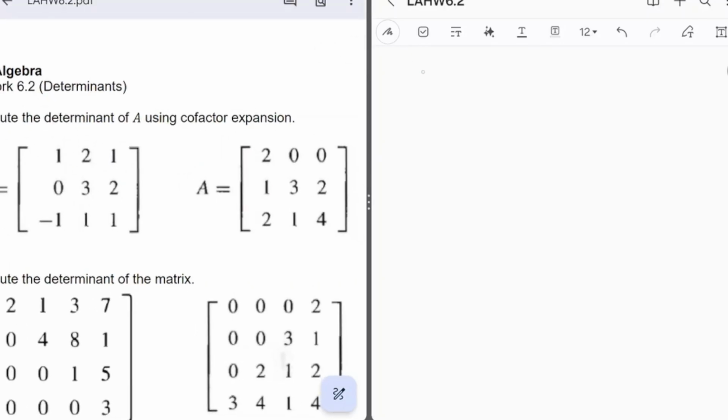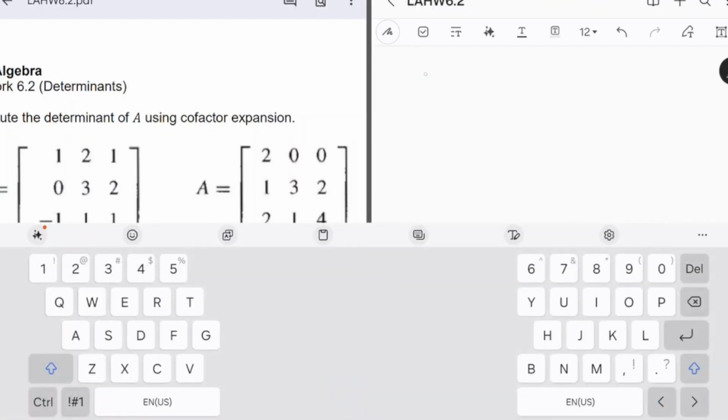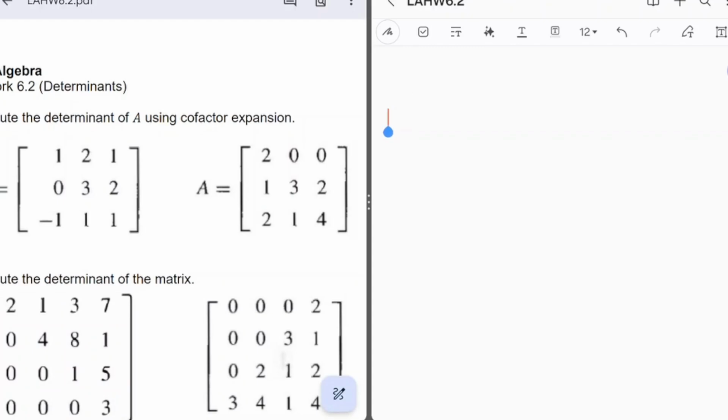So I can pick any of those 3 rows or columns to start off with. I'm going to choose the one that has the 0 in it. I'm going to do the 1, 0, -1. So I'm going to have 1 of something, minus 0 of something else, plus 1 of a third thing.